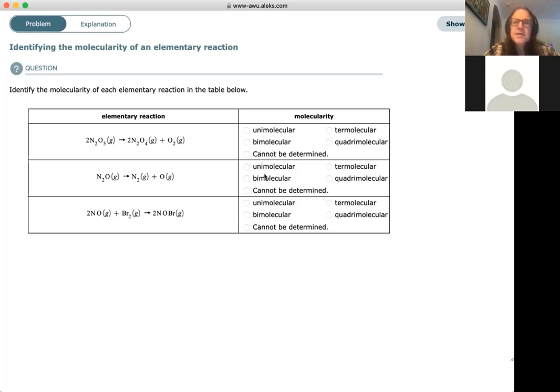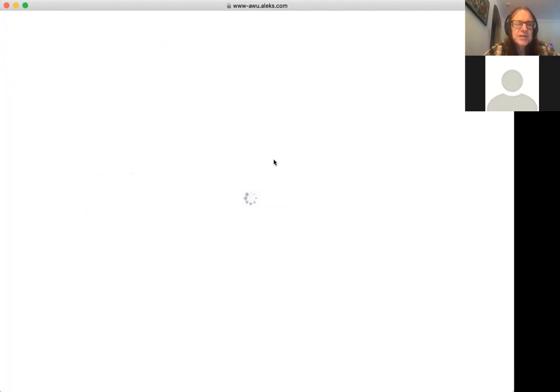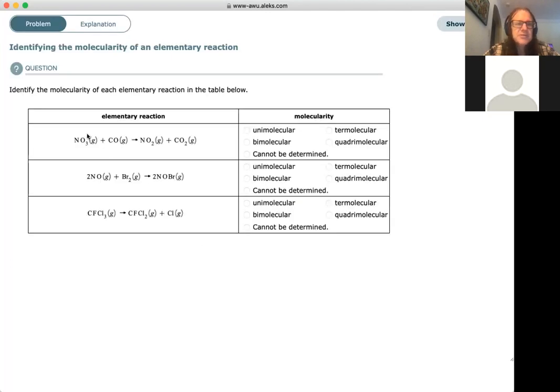Okay. I just want to quickly see if there are any others that are really different. Sometimes they might give you one that's very different. 1 molecule, so that's uni. 2 molecules, okay, yeah, it's all the same, right? Uni, bi, or ter. You're not going to see quadrimolecular very often. I'm not going to claim it's never going to be there, but it's pretty rare. Okay, so let's take a look at another one.